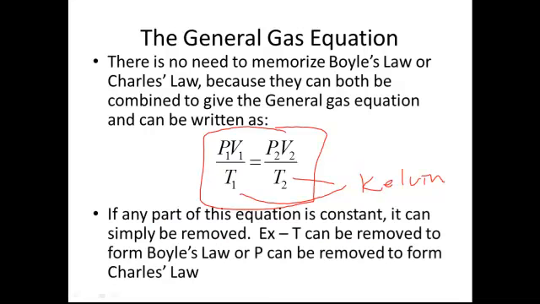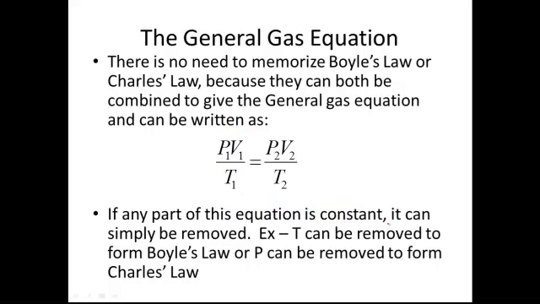And what I mean by that is, if we look at this bottom part, it says if any part of this equation is constant, which means it doesn't change, you can remove it. So let's say we're reading a problem and the problem says at a fixed temperature or at a constant temperature, the pressure does this, the volume does this. Well, then basically you just take the temperature out of that equation and now it just becomes Boyle's law.